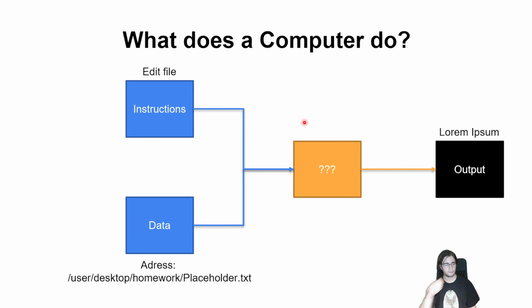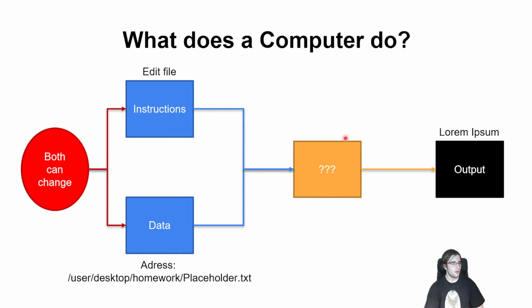For example, you have edit file, we're writing something in a file, the data is the file at the address, which is just a path like user desktop homework placeholder.txt, and we write lorem ipsum inside of the file. Nice. That would be something we would be doing. And of course we would expect lorem ipsum to be displayed in the file afterwards. That's what our CPU is handling.